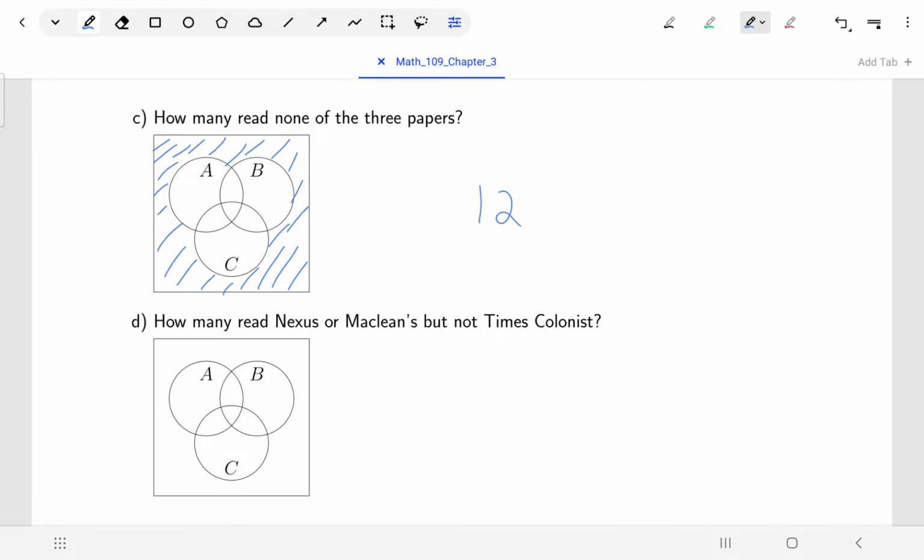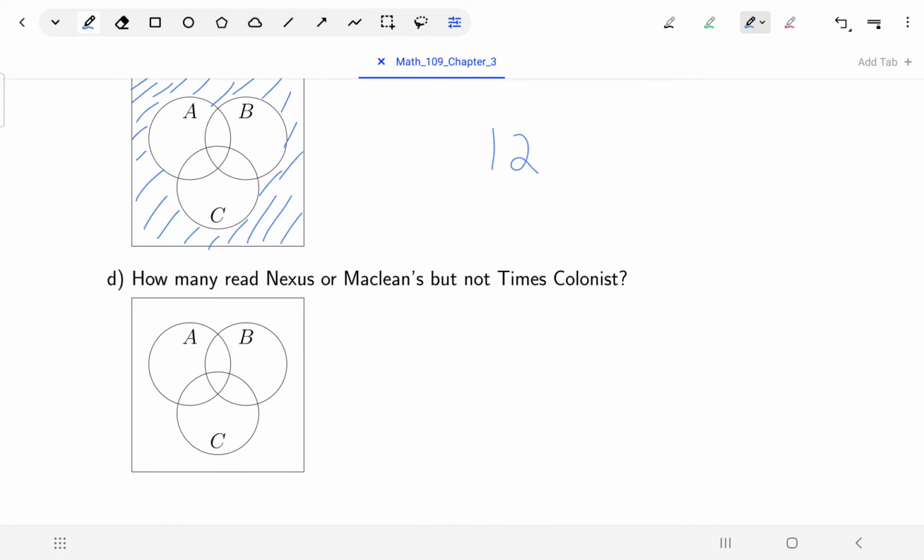Okay, last one. And this one's a little bit more cautious for us. We have to be a little bit more careful because we'll notice the word or here. So reading Nexus or Maclean's, which of course includes the possibility that they read both of them. So these are people who are inside of set C or they're inside of set A or maybe both of them. And at the same time, they are not reading Times Colonist. They are not inside of B. I know where C union A would be. It would be all of these regions, here, here, here, here, here, and there.